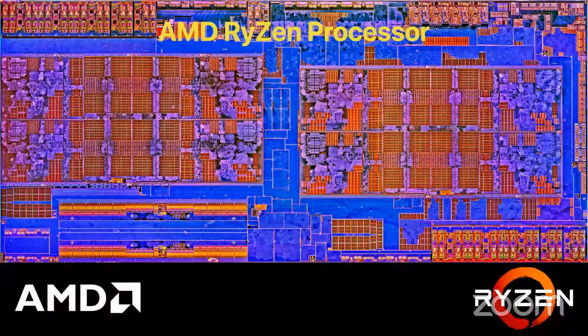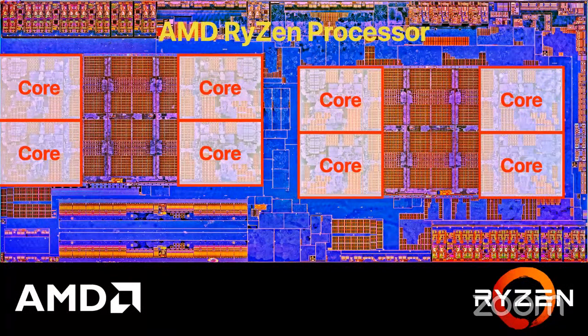And if you look at the AMD Ryzen processor, it's pretty much an 8-core processor, and they have the chiplet design. Each chiplet has 4 cores, and each core has its own L2 cache and a shared L3.